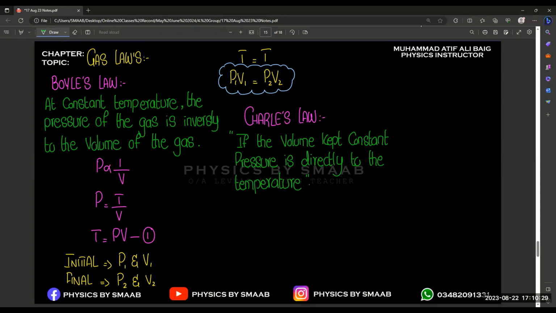Now we need to use this law to explain the molecular structure, that is, what will be the change in the molecules when the temperature of the gas molecules changes, right? And if we want to write the equation, it will be P is directly proportional to T, and volume is constant. So P over T is equal to a constant. And again, if we want to use the initial state and the final state, that will be P1 over T1 is equal to P2 over T2.